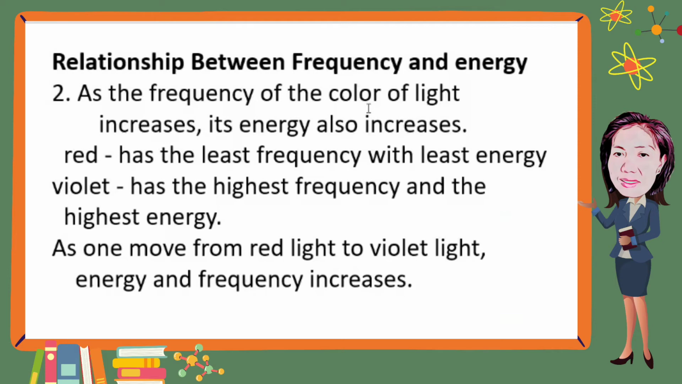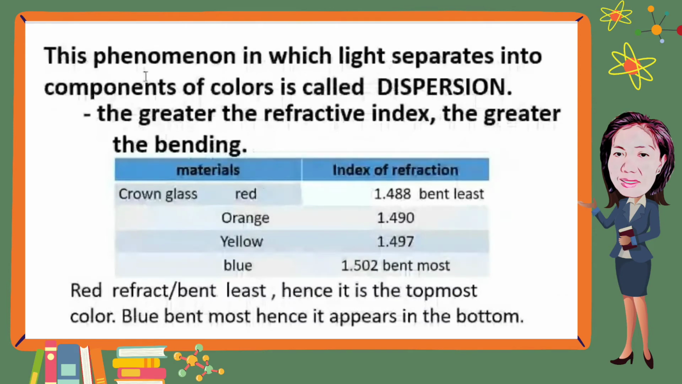Okay, so if we're going to describe the energy and frequency from red to violet, we can say that as we move from red light to violet light, the energy and frequency are increasing. So they're directly proportional. Okay, so the phenomenon in which light separates its color components is what we call as dispersion.